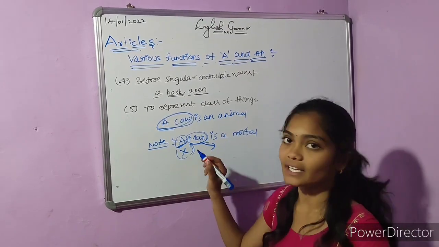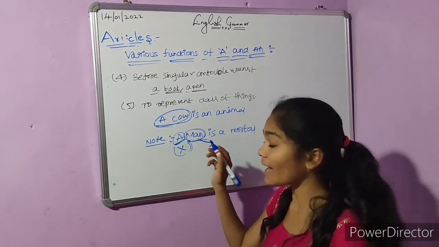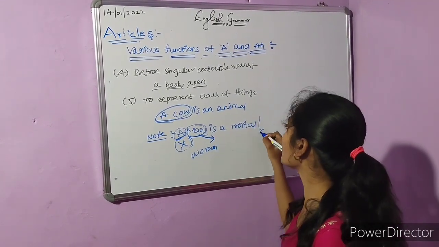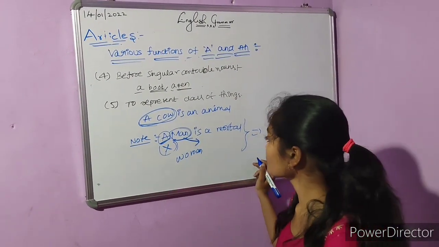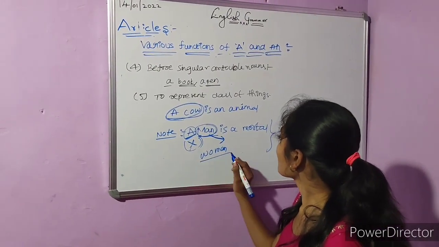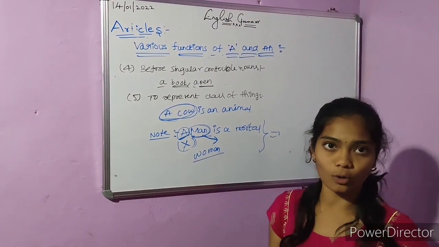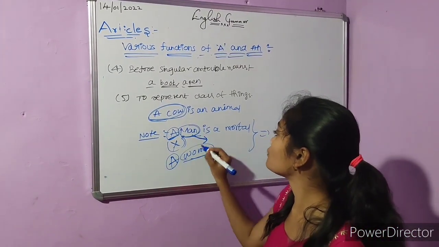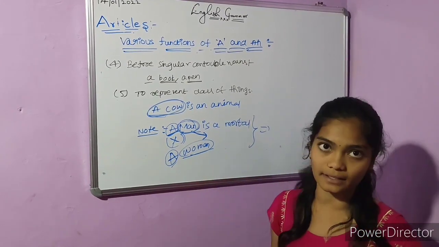Here we should not use article a before man and woman. These are two exceptions for this case. We should say, for example, woman is an ornament to home. We should not use a woman. In these two cases, before man and woman, we should not use a article.